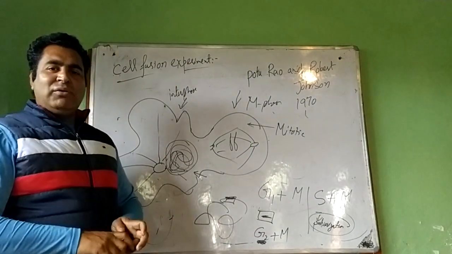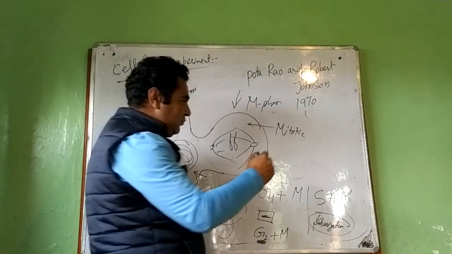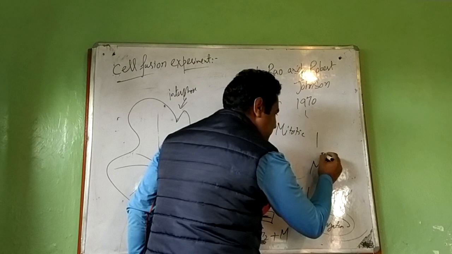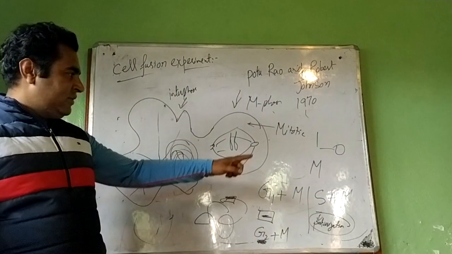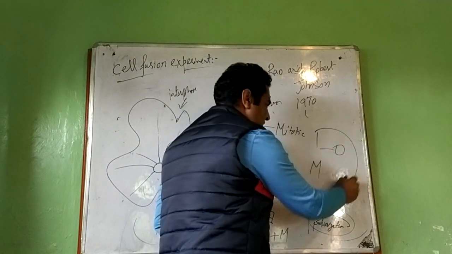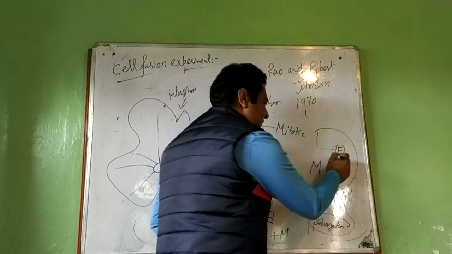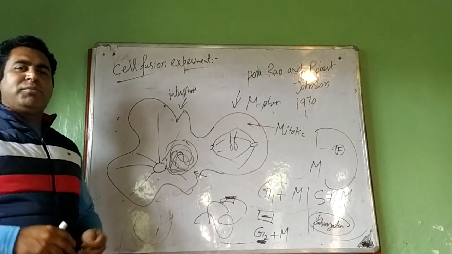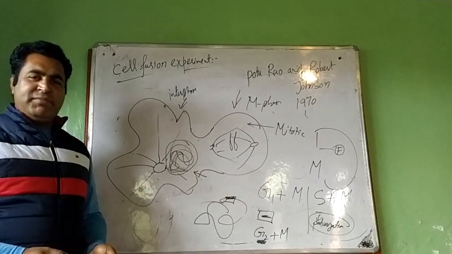So overall, what does this fusion experiment tell us? It tells us that once a cell moves from interphase to mitosis, one factor is being synthesized that promotes this transition from interphase to mitosis. There is one factor. We'll talk more about that factor, about maturation promoting factor and all those things, in a separate lecture.